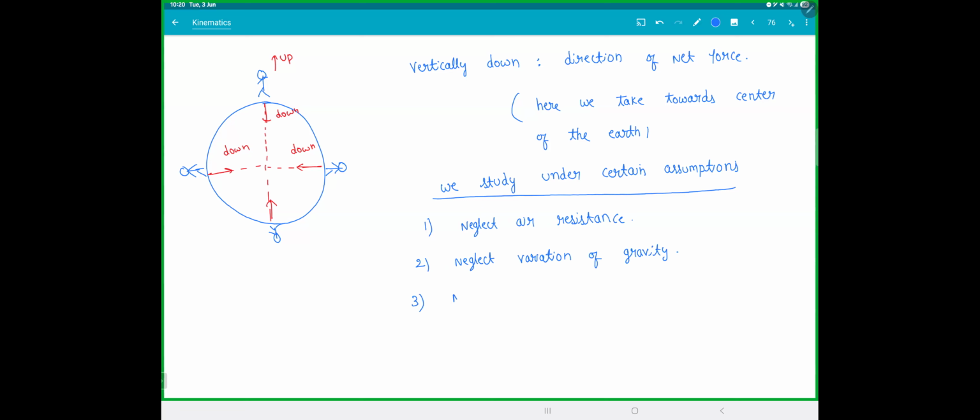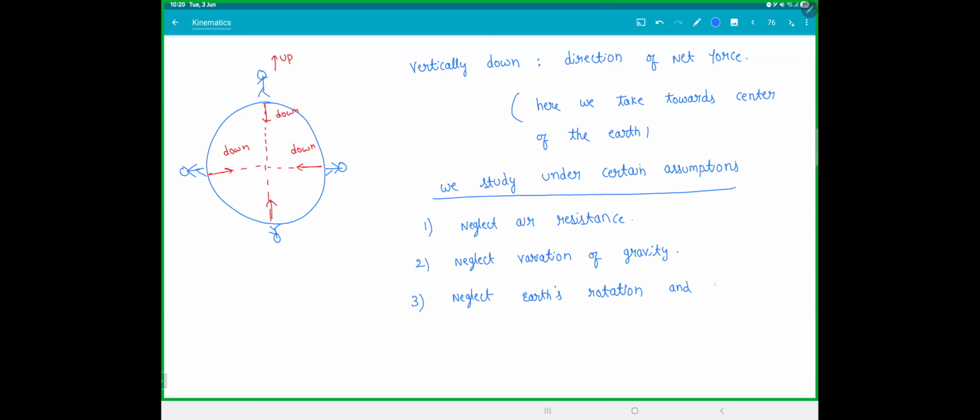Third, we neglect the Earth's rotation. Earth rotation does matter whenever you are launching missiles or anything; the Earth rotation has to be considered. Because by the time the missile reaches there, the Earth has already rotated. So if you're trying to, let's say, hit Ghatkopar station, and it goes and hits Vidya Vihar, something like that, you will get an error.